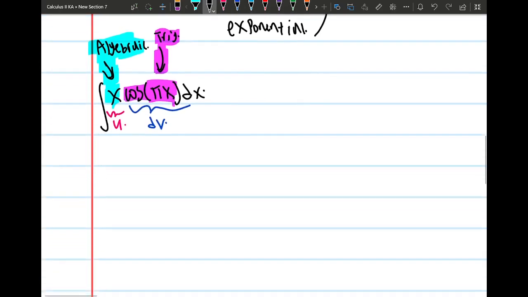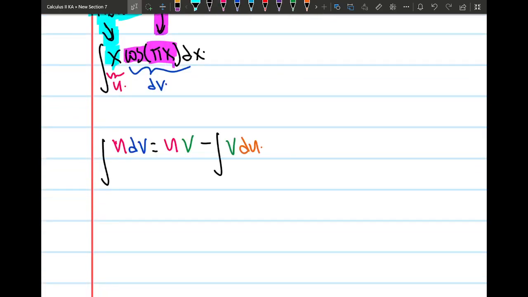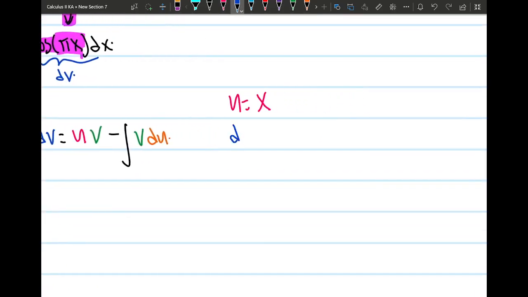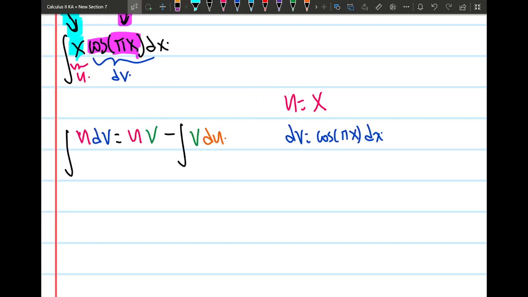So now we've got that out of the way. Let me rewrite this again. This is my formula for integration by parts, and now let's label my u and dv. Like I said, u is x, so let's list out everything. So u is equal to x, and dv is cosine of pi x dx. So I got those two out of the way.